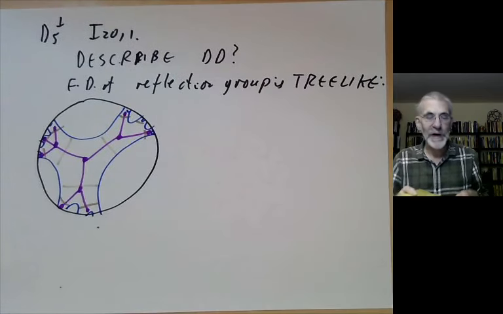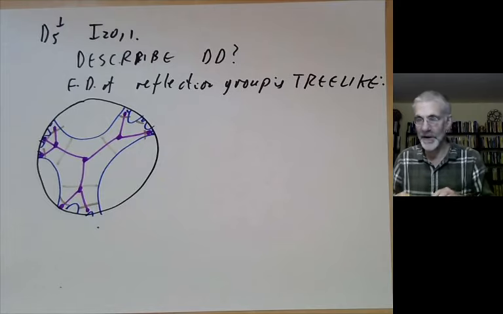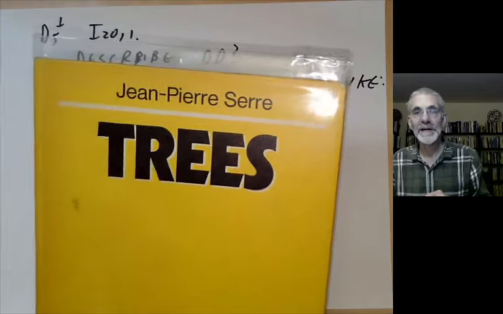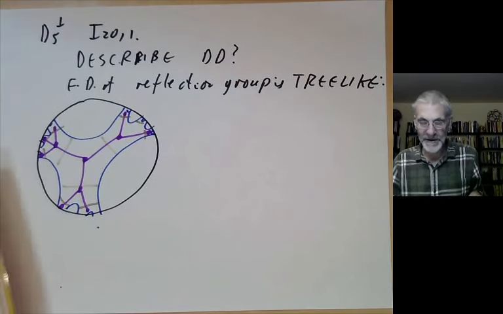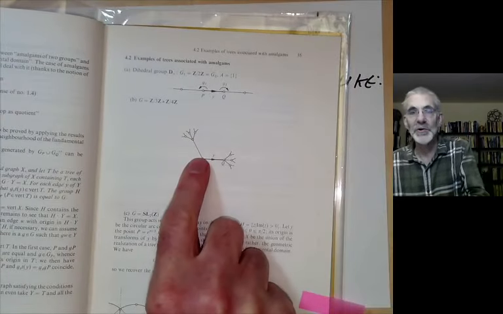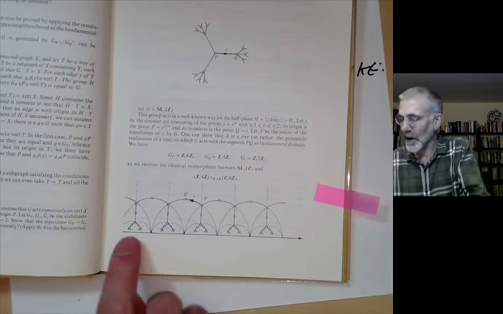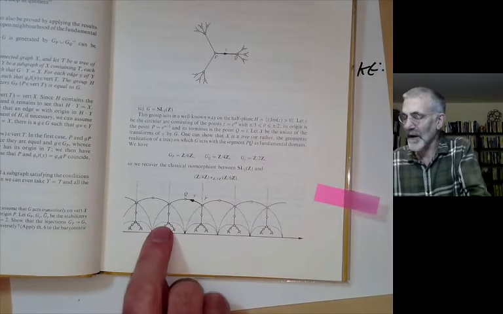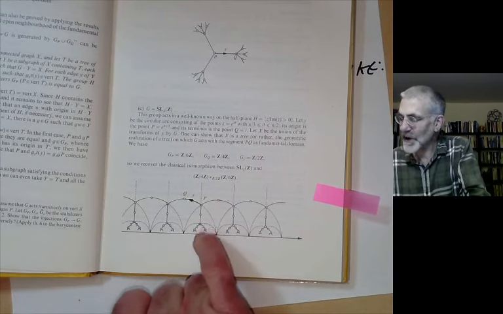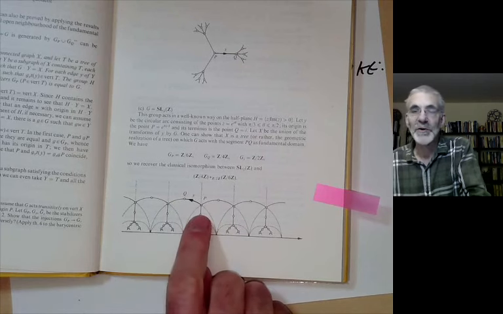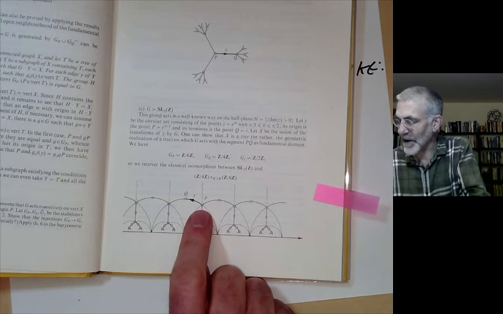If you've got a tree, you can quite often describe its automorphism group as an amalgamated product. Serre has a nice book on this called Trees, and there are a few pictures of this. So here's a picture of a tree, and here's a picture of the upper half plane model of hyperbolic space, where he's drawn a sort of tree here. And this tree is acted on by SL2Z acting on the upper half plane in the usual way.